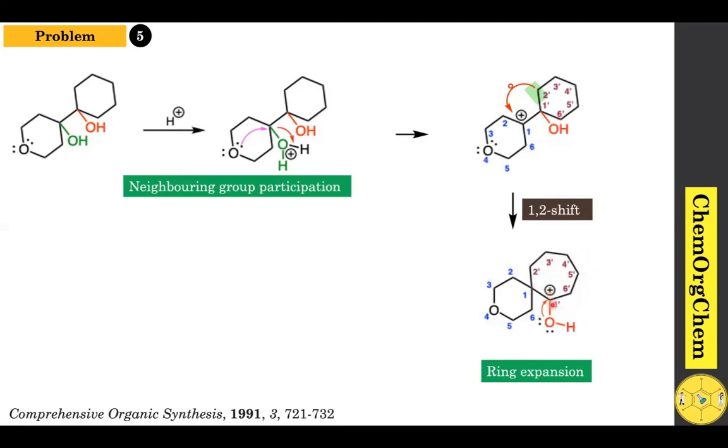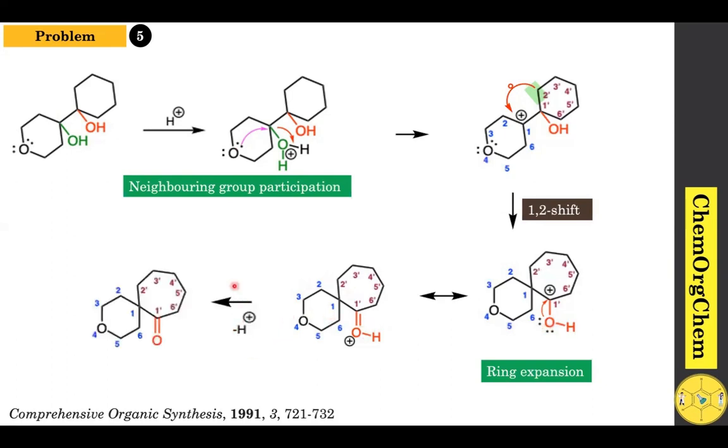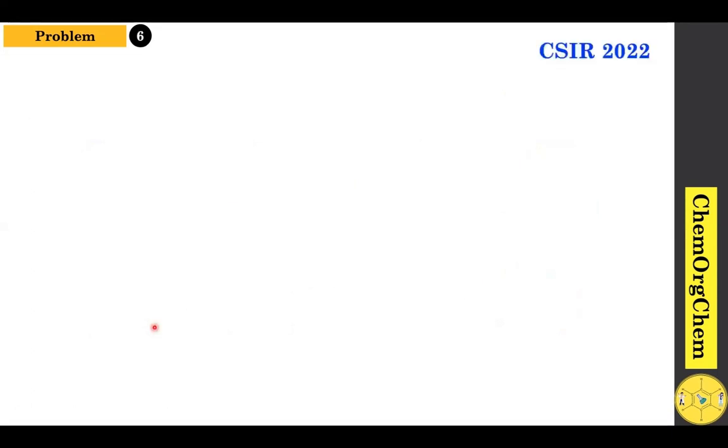Now this carbocation is stabilized by resonance by the oxygen lone pair of electrons. After that, kick off the H plus ions, which leads to generate the corresponding ketone as a product. So next we're moving on to problem number 6. This is a question from CSIR 2022. So here you see this one is also an unsymmetrical diol.